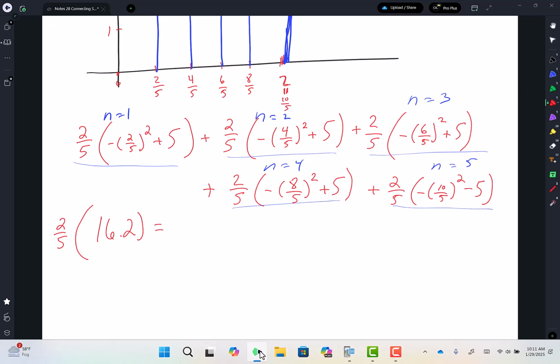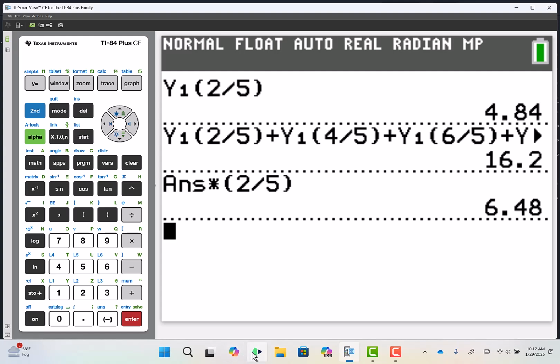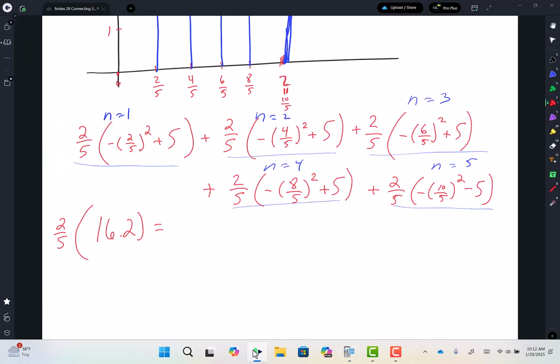And when I multiply it by 2/5, I get 6.48. I don't see any issues at the moment. It looks good to me. Does it look good to you? I make mistakes all the time, so let me know. Okay. All right, here we go.